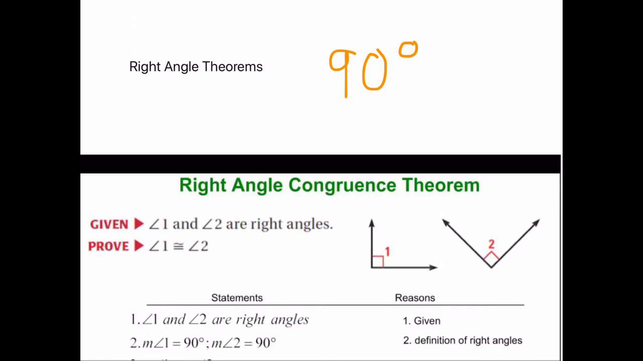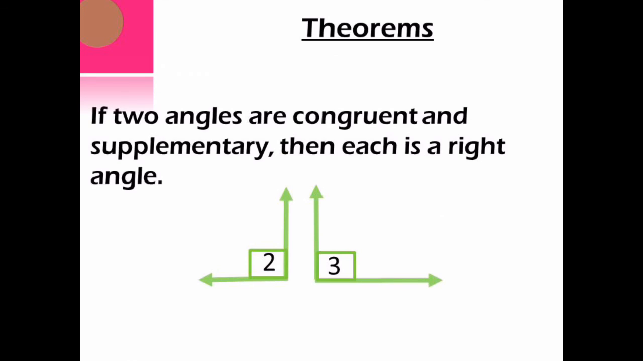And then our last two are right angle theorems. The first one seems kind of self-explanatory, but right angles are 90 degrees. And our first one says that all right angles are congruent. So all 90-degree angles are the same as all other 90-degree angles. They're all congruent. So here's a little diagram that kind of just shows us that. So pretty simple.